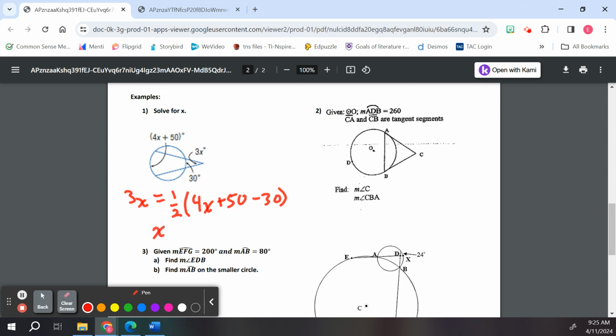What is x? Who could tell me? Emma? 10. Very good. And then if you needed to find specifics, obviously you take that 10 and substitute it in. I want you guys to try this one on your own real quick, and then we're going to do 3 together.